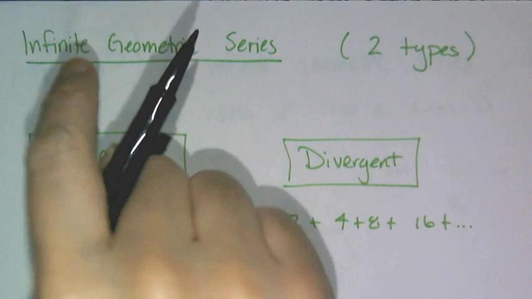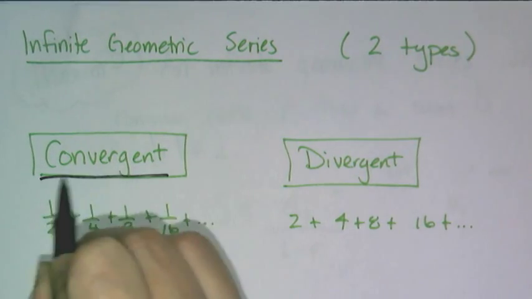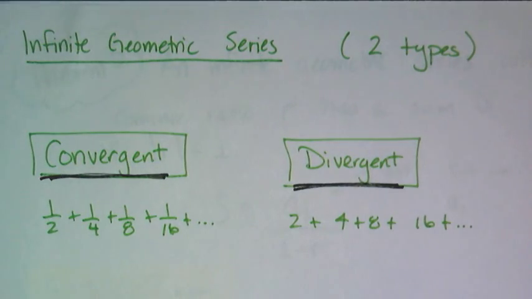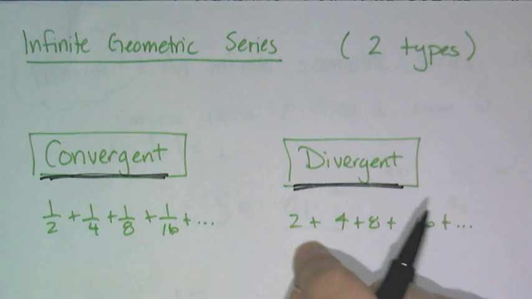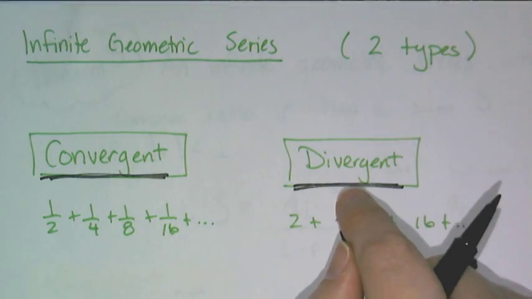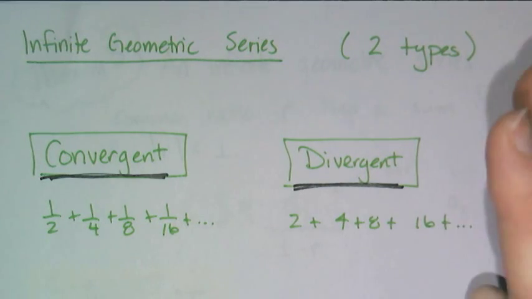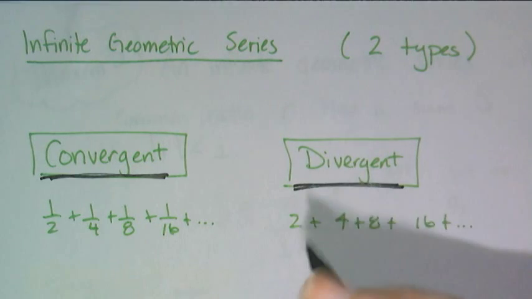Now we're specifically going to look at geometric series, but in general, the two types of series that you have are the convergent type and the divergent type. Now, divergent, the example I'm giving you is 2 plus 4 plus 8 plus 16 plus and so on. And a series is considered divergent if what you're adding each time makes your sum or your series blow up to infinity. So it just gets bigger and bigger and bigger.